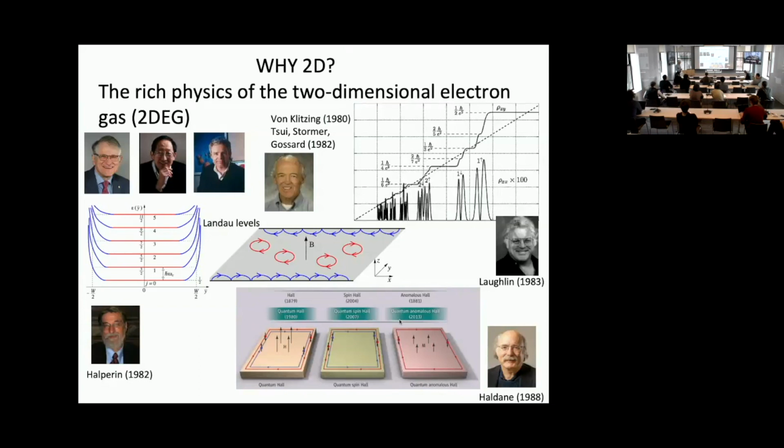And there's several Nobel Prizes here, starting with von Klitzing and Tsui, Stormer, and Laughlin. But there's also other important contributors to the field, Gossard and my colleague at Harvard, Bert Halperin. Bert, in particular, was the one who pointed out the importance and the beautiful physics of edge states in these systems, shown by these orbits here, which bounce around the edges.